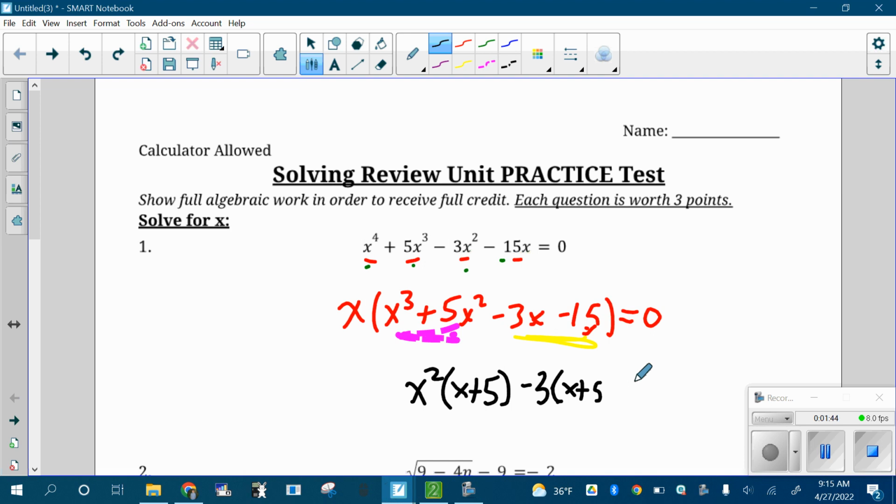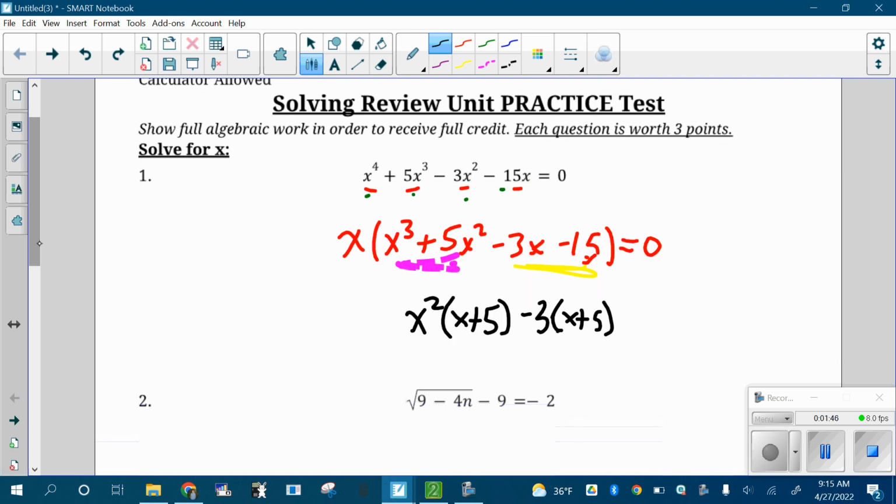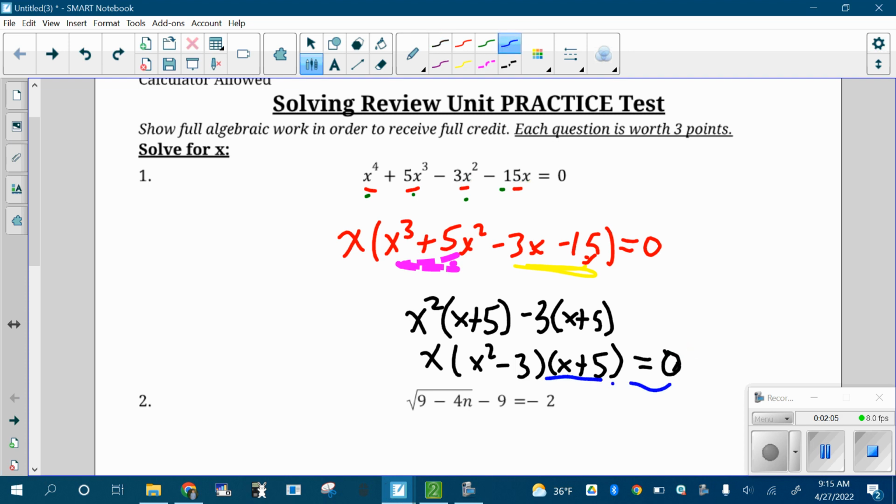Okay. Then remember that means that the factors are x squared minus 3 and x plus 5. And don't forget, we still have that x out there, and it's all equal to 0. At this point, sorry guys, at this point, I'm done factoring. Okay, I have it factored. Remember, to solve an equation with factoring, you take each factor and you set it equal to 0. So I'm going to set x equal to 0. Well, that's done. That's one of my answers.